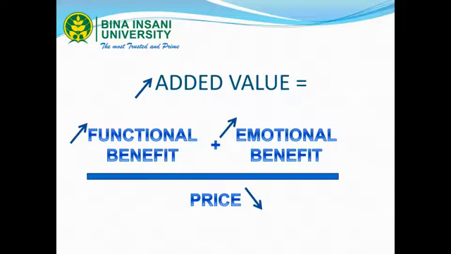Now, all you have to do is create the functional benefits of the product that you sell, and also emotional benefit. Then I hope you can decide a lower price point for the product. When that happens, you give more functional benefit, more emotional benefit, and you also try to make the lower price. That means you are creating added value. That is the formula.